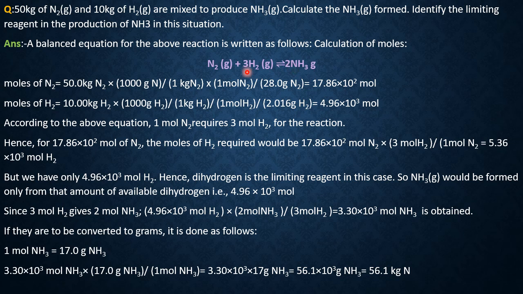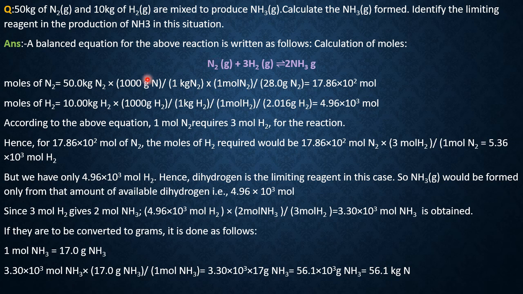Now, how much is given in the example? The amount given is 50 kilogram. It is in kilogram, so we have to convert the mass into moles. How do we convert from mass to mole? It is the amount given divided by the molar mass. What is the molar mass of nitrogen? 14 plus 14, 28. 28 gram means 1 mole.